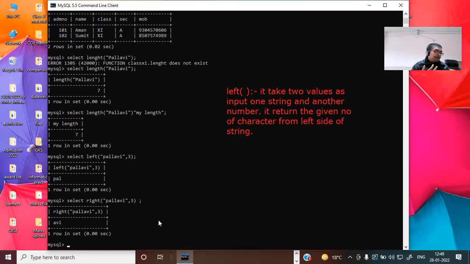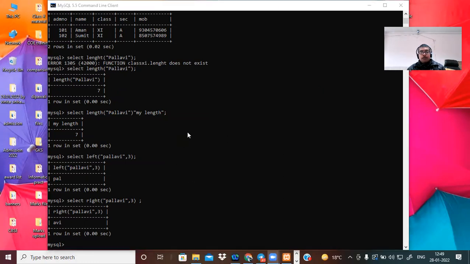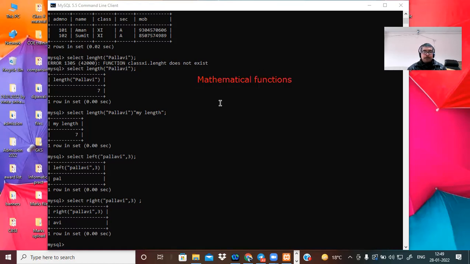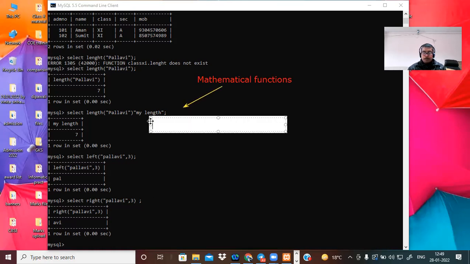Then substring, I have taught you. These two are left. Now come to the mathematical functions. Under mathematical functions, we will learn first about mod. First, we'll learn about MOD.